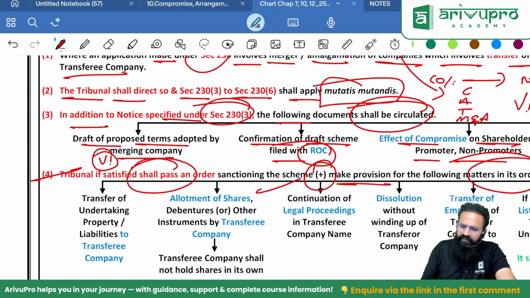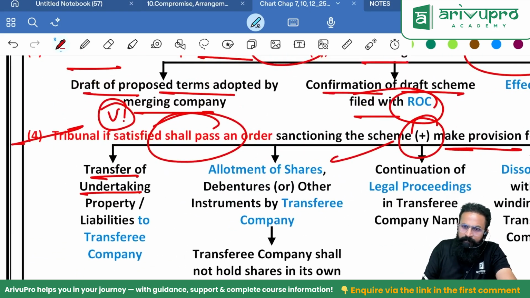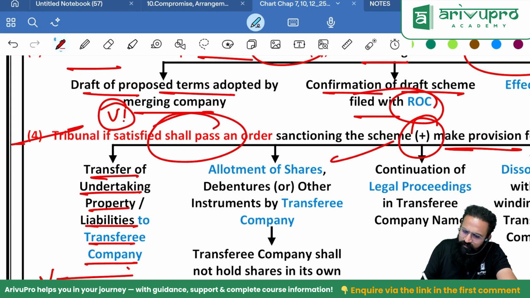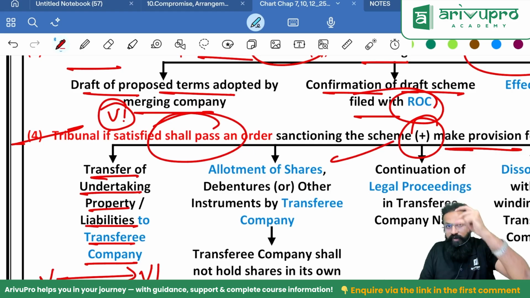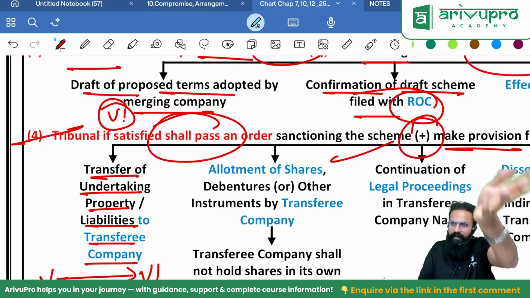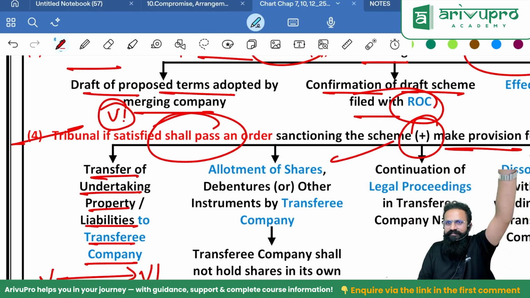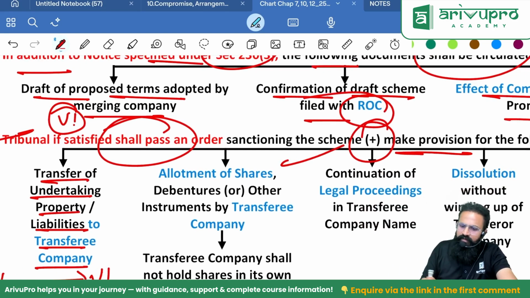What all? The first one, transfer of undertaking, property or liabilities to transferee company. From Vodafone, all the assets will get transferred to Vodafone Idea. From Vodafone, all the liabilities will get transferred to Vodafone Idea. Going forward from the date of the order, that will be mentioned in the scheme that is passed by NCLT. People, now on this, should I pay stamp duty? That entire thing we saw. Got it? Next one.